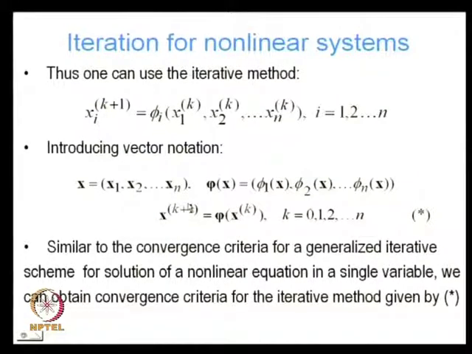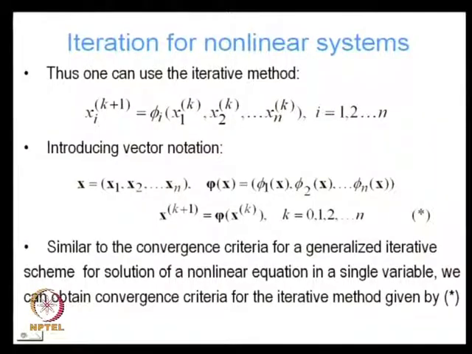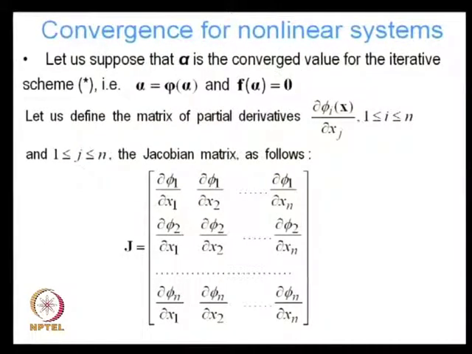So, similar to the convergence criteria for a generalized iterative algorithm, we can construct a convergence criteria for multidimensional nonlinear equations also. Let us suppose that alpha is the converged value for the iterative scheme, that is alpha is equal to phi of alpha. So, once it converges, phi of alpha is equal to alpha. That is my root, and f of alpha is equal to 0 because that is my root too. So, let us define a matrix.